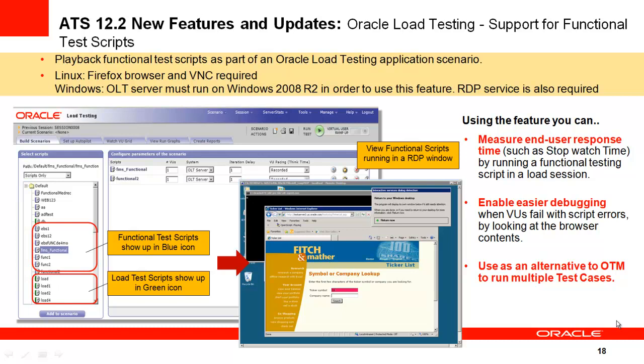You can measure user response time during a load test. For example, by running a functional test script in a load session, you can measure how much time it takes to complete a specific UI transaction during the peak load condition. It also enables easier debugging. When virtual users are failing with script errors, looking at the browser, you may see an error page coming back from the application. You can also use this feature as an alternative to Oracle Test Manager functionality to run your test cases. Just like you can run multiple test cases in Oracle Test Manager, you can also run them in Oracle Load Testing.